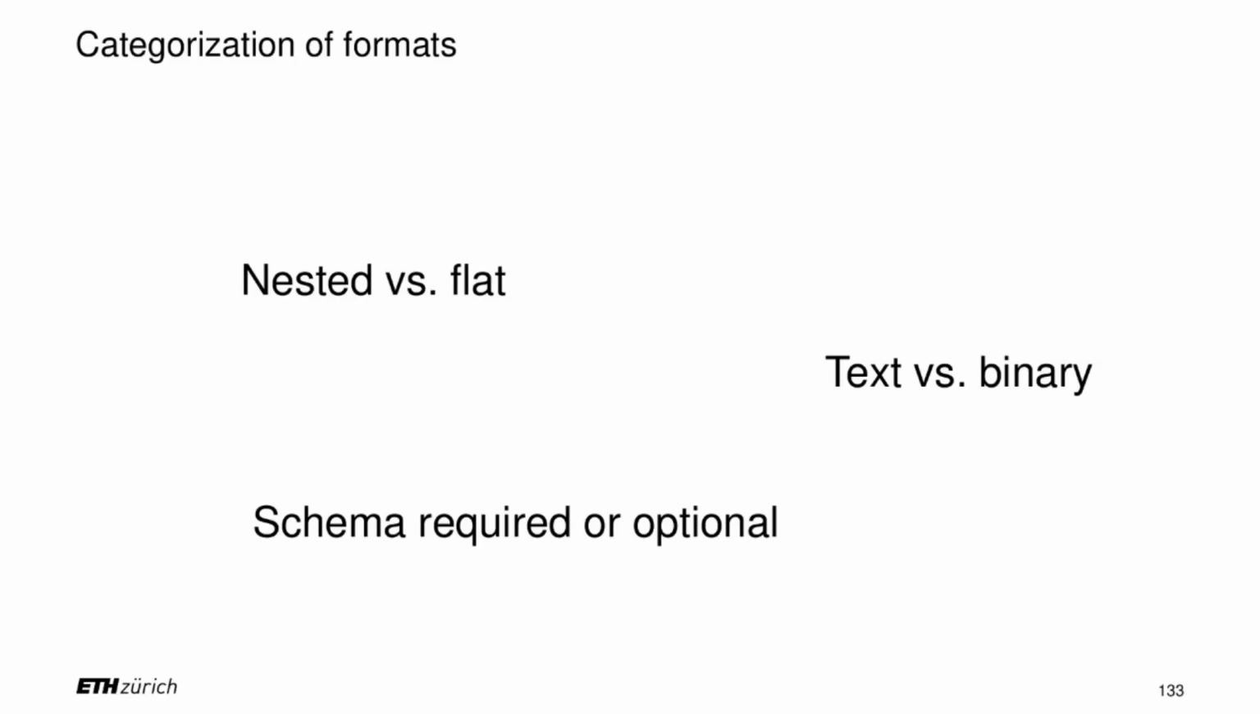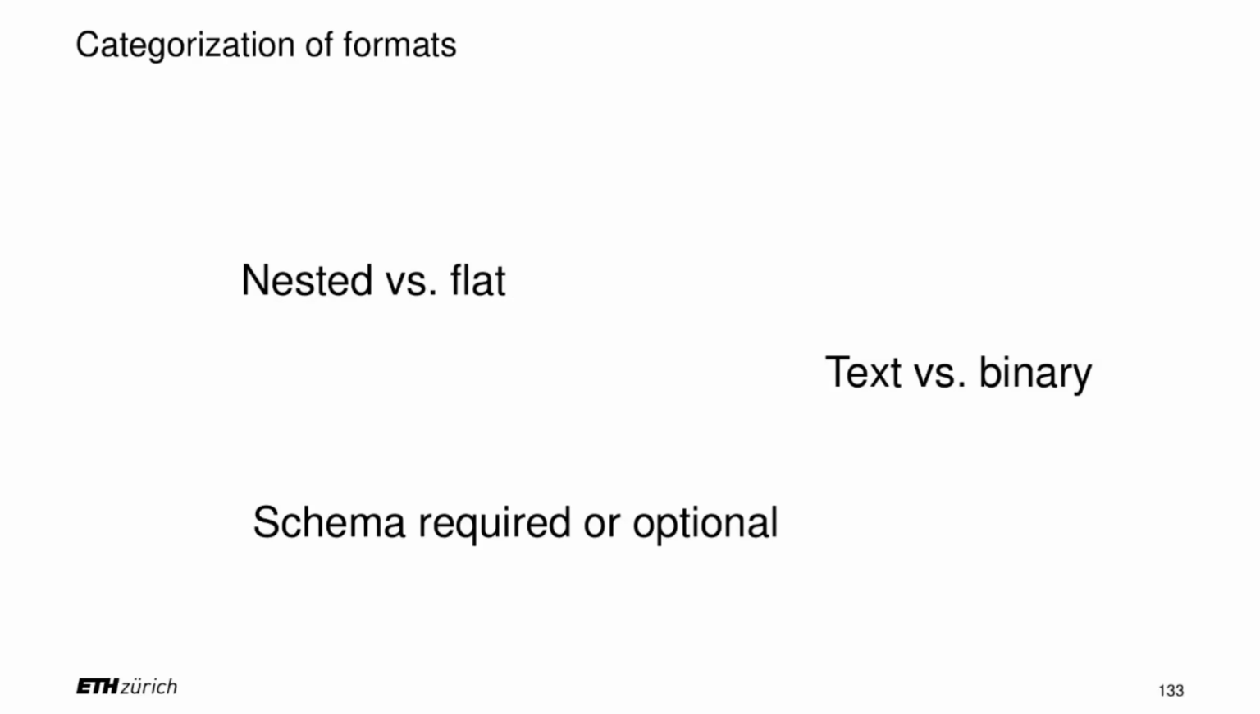And another aspect is, is the schema required or optional? Because if you don't have a schema at all, you don't have much choice. Should be YAML, JSON, XML. But if you do have a schema, then suddenly you have many other formats that you can use, like protocol buffers, Parquet, Avro, and so on.